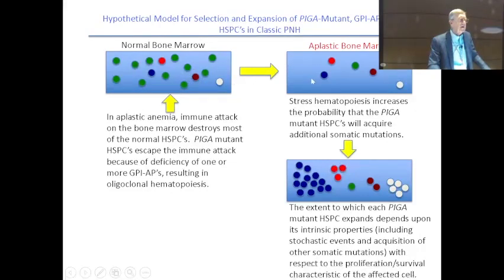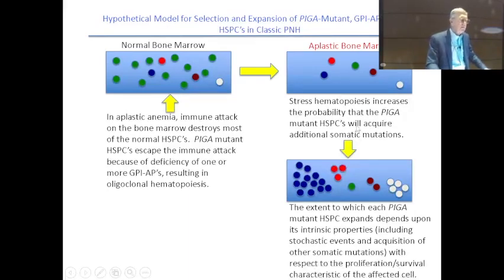But when there's an immune attack on the bone marrow, these normal cells are destroyed, and there's something about the PIGA mutant cells that allows them to escape this immune attack. So these are selected. Again, this is an example of Darwinian evolution occurring in the bone marrow, where there's a selective or survival advantage based on this mutation. So this is not enough in and of itself to explain PNH, because if these clones had no expansion capacity, then they would remain largely undetectable.